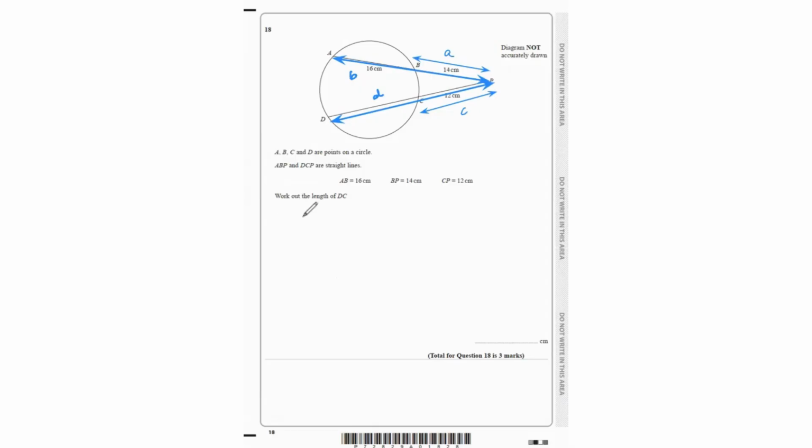So over here, we're going to multiply A with B equals C times D, the same formula as we did previously, but now A, B, and C, D are different. A is the part of the secant that's outside the circle, and you times it by the entire secant length. C is the part of the secant that's outside the circle, and you times it by the entire secant length. So it's going to be 14 times 16 plus 14 equals 12 times DC plus 12.